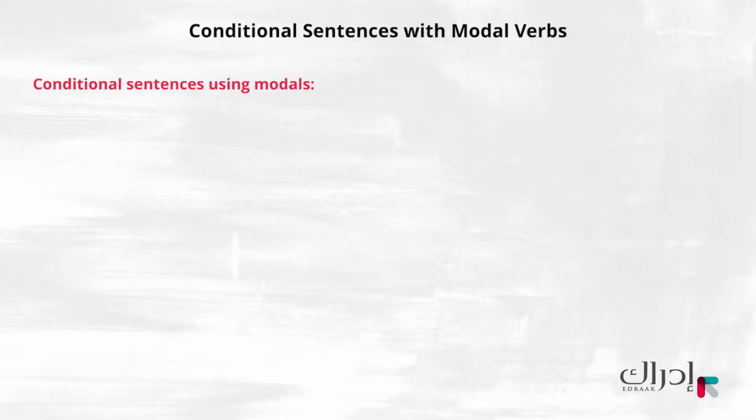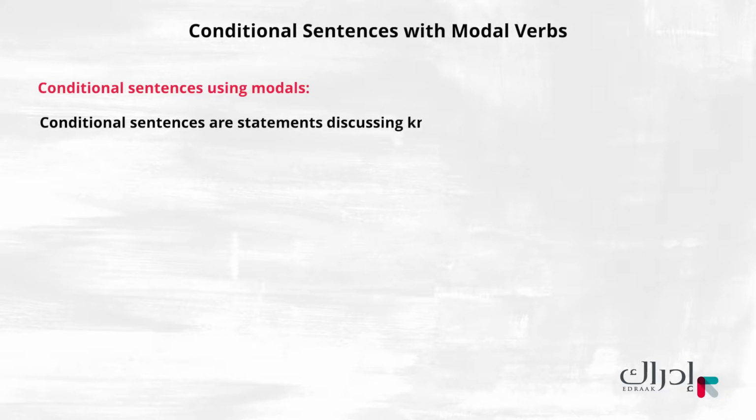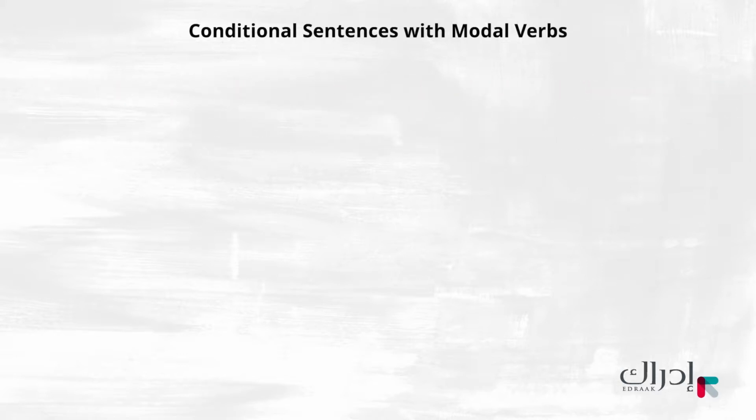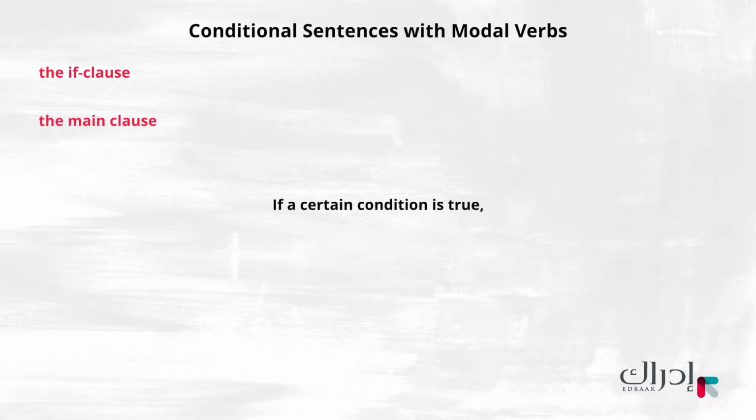Hi everyone! This lesson is about conditional sentences with modal verbs. Conditional sentences are statements discussing known factors or hypothetical situations and their consequences. Complete conditional sentences contain a conditional clause, often referred to as the if clause, and the consequence, often referred to as the main clause. That's to say, if a certain condition is true, then a particular result happens.